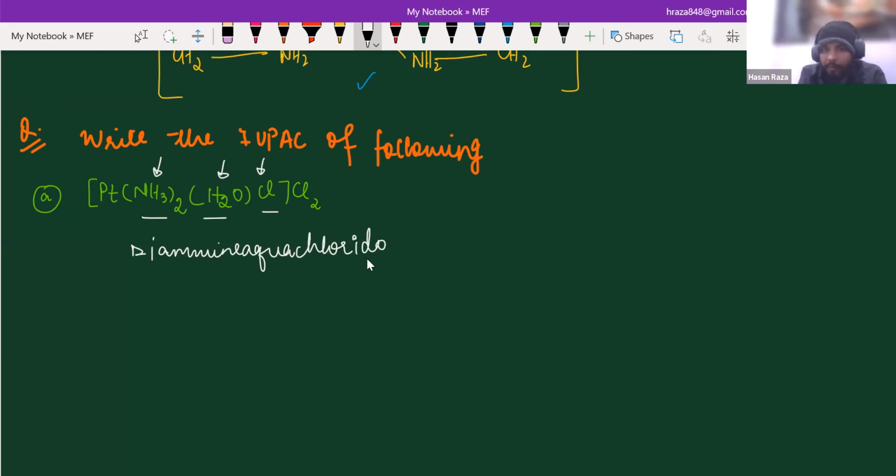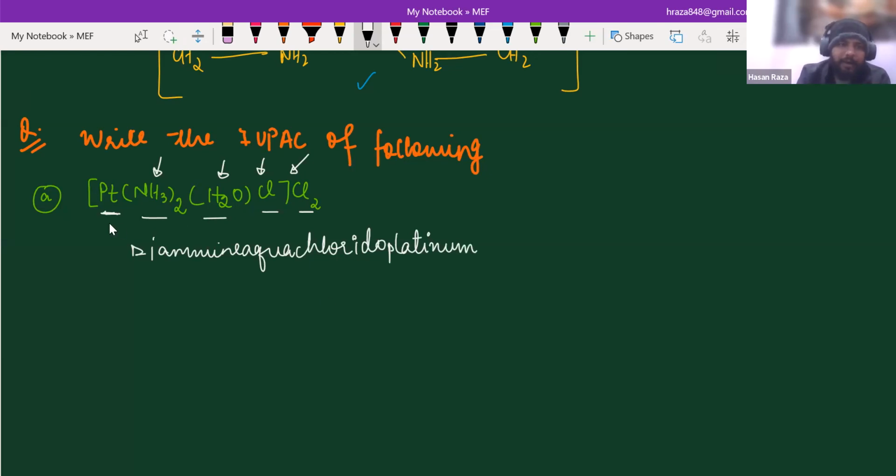After writing all the names of the ligands, jump to the central metal atom. Now come to this. Is there any negative charge? No negative charge. If you are going to ionize it, there will be positive charge because the negative counter ion is there, so the positive charge doesn't affect. But if there is a negative charge, the name of the central metal atom ends with ate. But here there is no negative charge, neither hidden nor visible. So the name will be platinum.